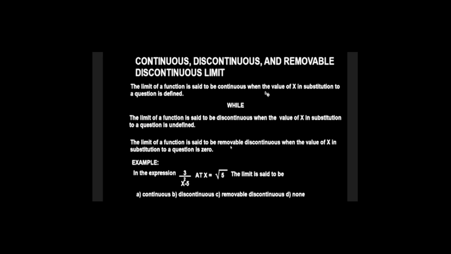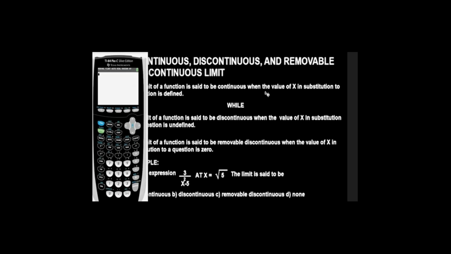Alright, now the example we have here says, in the expression 2 over x squared minus 5 at x equals square root of 5, the limit is said to be what? Alright, now to solve this, all you have to do basically is to store your value of x as square root of 5 and use it to substitute in this question. Now the output or the result we're going to get will tell us whether the limit is continuous, discontinuous, or removable discontinuous. Alright, so let's get the TI-84 Plus calculator now to solve this and verify.